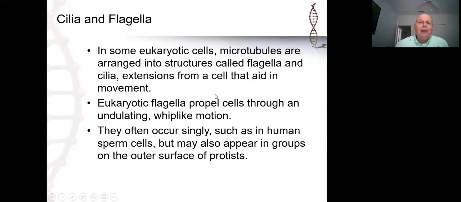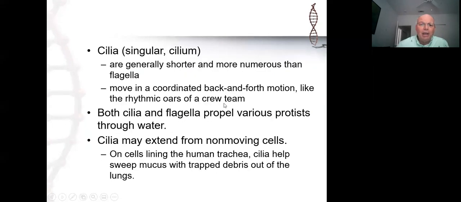Cilia and flagella are extensions of the microtubule part of the cytoskeleton, and the only difference between the two is the length. Cilia are short and wave backwards and forwards. Flagella are long, but when the base of the flagellum waves backwards and forwards, it propagates what's called a sine wave or an S wave down the flagellum, something that you couldn't do on a cilia because it's too short to do that. That's the big difference between cilia and flagella.